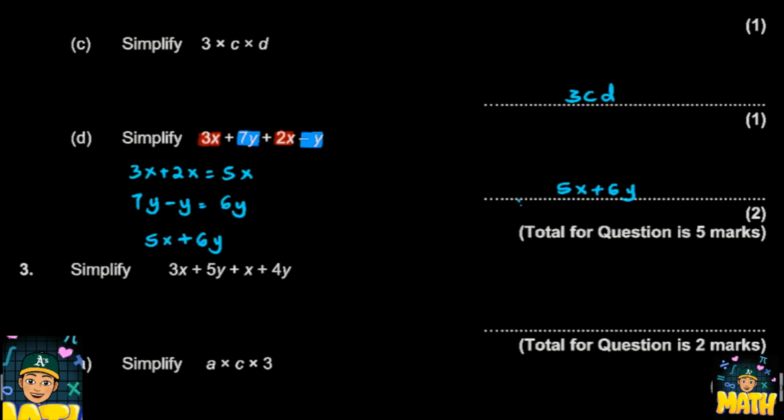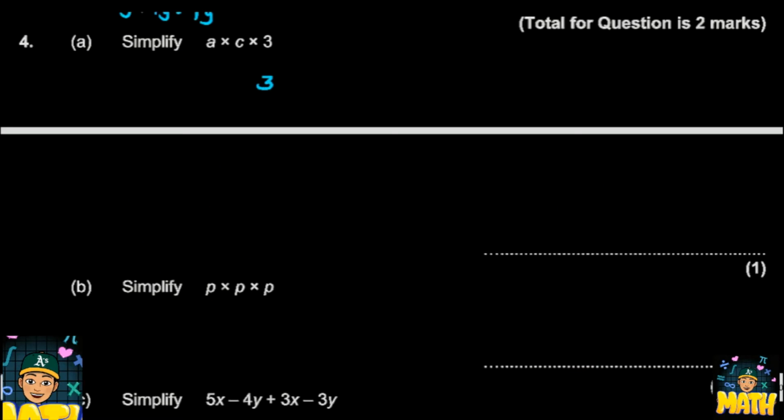The second one has like terms as well. So the x's, we put them together, and the y's, we put them together as well. So 3x plus x will give me 4x. 5y plus 4y will give me 9y. Then I put them together to get 4x plus 9y. This is a times c times 3. So I'll start with the number, then the first letter in the alphabetical order, then the last one, so 3ac.